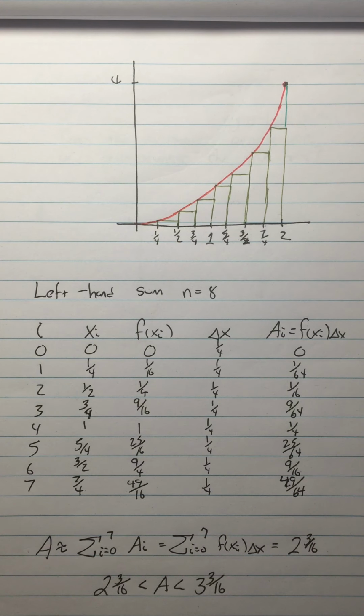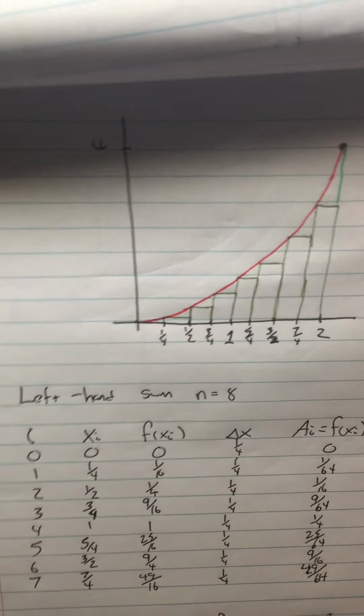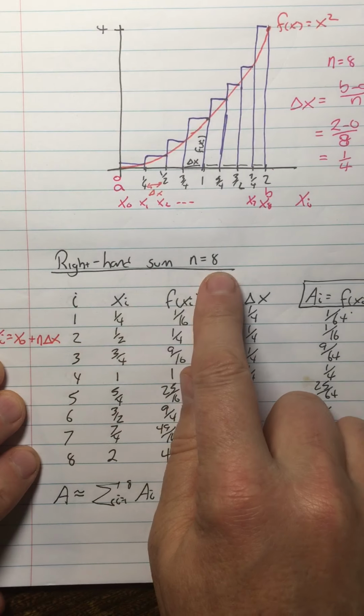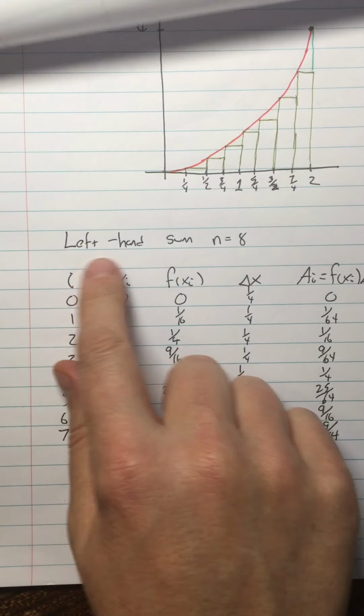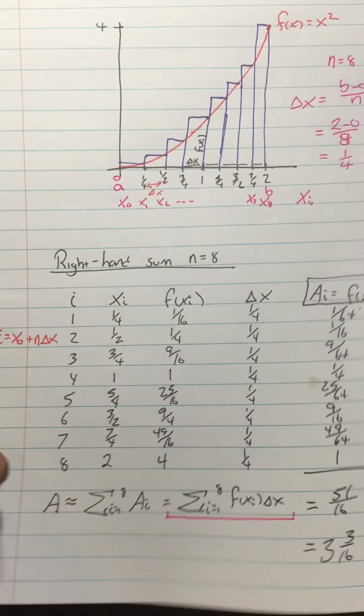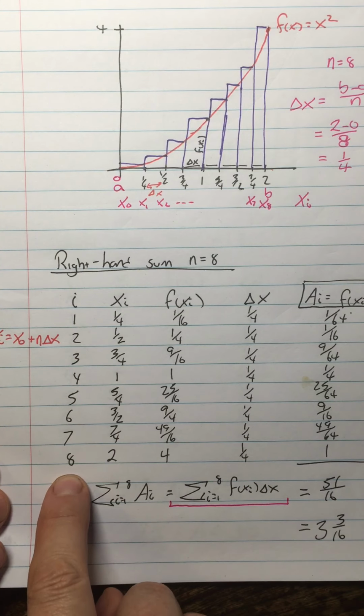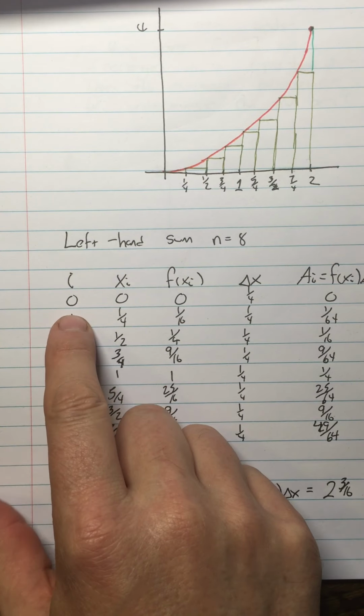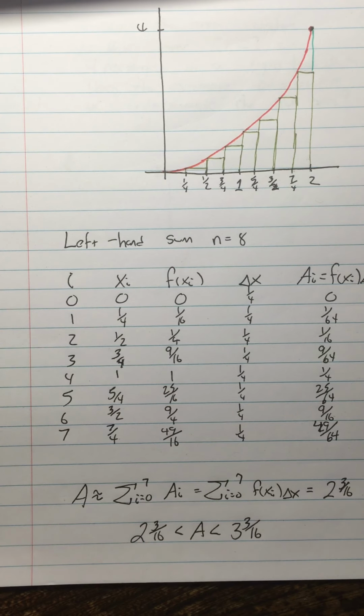So yeah, here's the left-hand sum. The thing to notice is that the only difference between the right-hand sum with n equals 8 and the left-hand sum with n equals 8 is that the right-hand sum has the i's going 1 through 8, and the left-hand sum has the i's going 0 through 7. But it's the same number of rectangles.